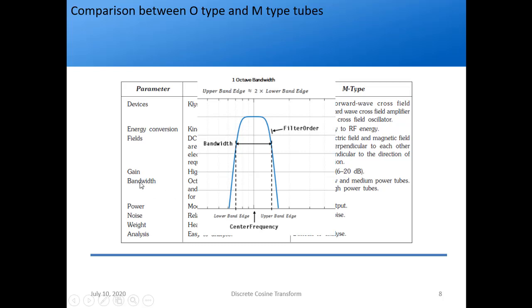So next we also saw 10% bandwidth is possible for O-type tubes. So what is 10% bandwidth? If you have a center frequency, let's say again 2 gigahertz, and you have 10% bandwidth for this filter, it means 5% to the right and 5% to the left. So you have 2 gigahertz at the center.